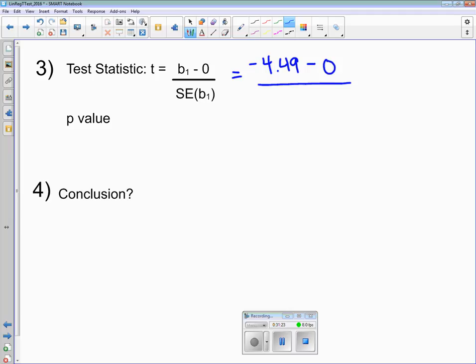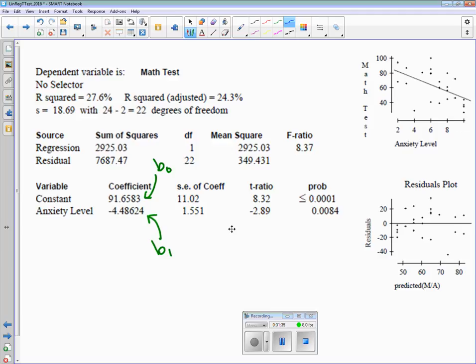If we go to our computer printout, it's going to be on there. Let me show you where it is. Oftentimes you're given this information as a computer printout, and here it is. This number right here, 1.551, is the standard error of the slope. It's the standard error of B1. So that's what you would put down, 1.551 in your denominator.